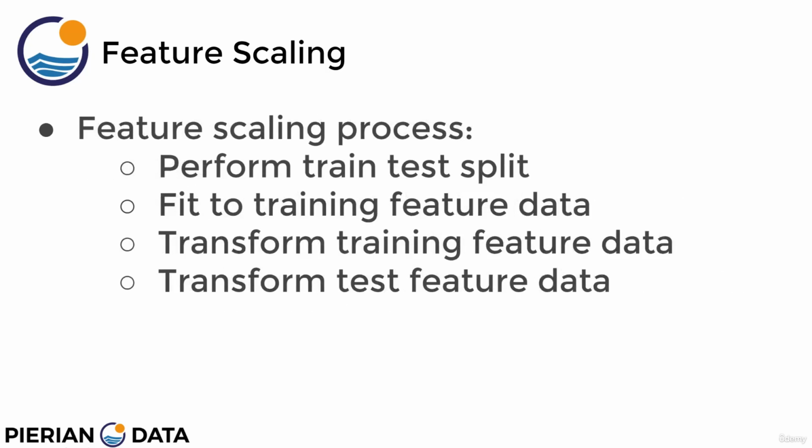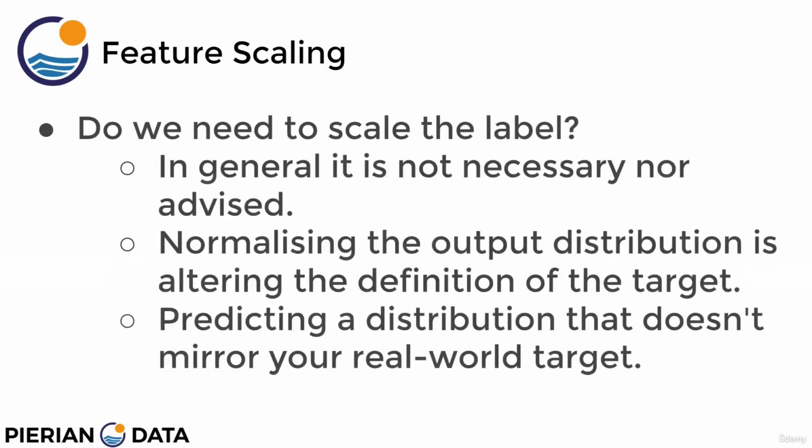So the feature scaling process in general would be to perform a train test split and then fit only to the training feature data, and then transform the training feature data and transform the test feature data. Again, only fit to feature data from the training set and then transform both the training feature data and the test feature data. That is your training X and test X.